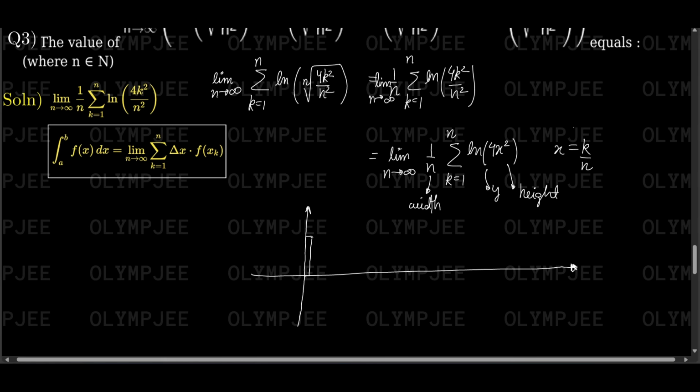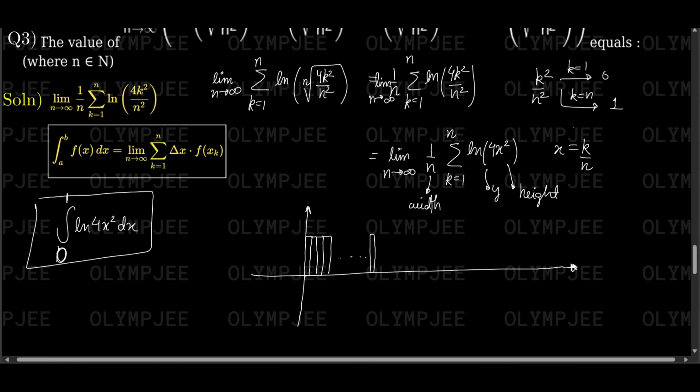So this would give us an infinite number of rectangles with very small area, and this would continue till k is equal to n, where n square by n square would be 1. So ln of 4 multiplied by this is tending to 0. So again at the end we will get another rectangle. So this can be thought of as an integral of ln of 4x square dx from 0 to 1, because if we put k is equal to 1, then k square by n square would tend to 0, and if we put k is equal to n, then this will become 1. So this has transformed into this question. This is the question that we need to solve now.